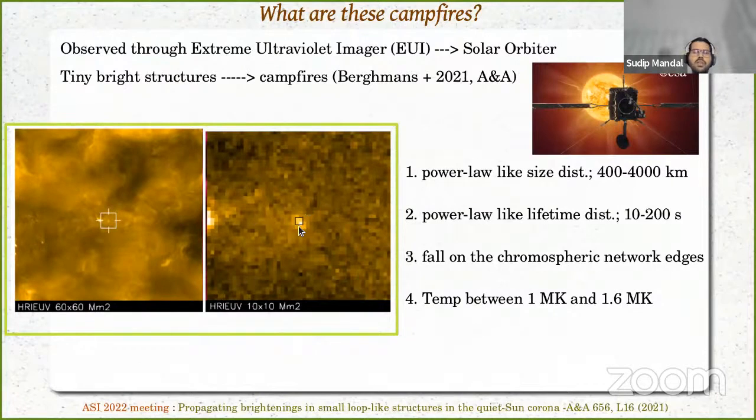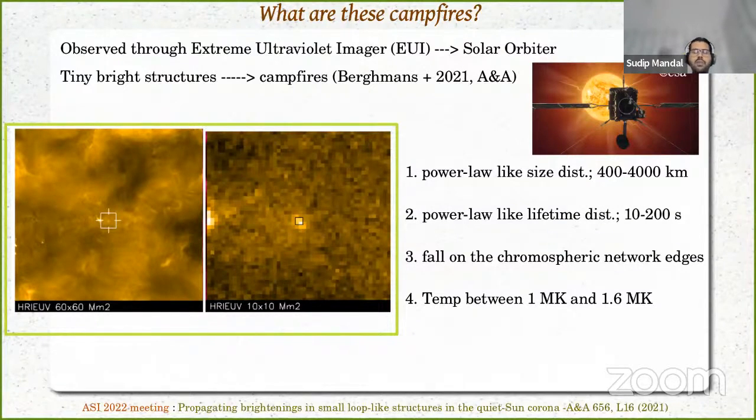Now we have to consider that the scale of each of these pixels is as small as 200 kilometers. So these are 400 kilometers or so, very tiny in size. If you look at their lifetime distribution, it ranges from 10 seconds to 200 seconds. These are the smallest-scale brightenings observed in UV till now, thanks to the spatial resolution of this instrument, and the temporal one also. In terms of temperature, they are million Kelvin plasma, from 1 to 1.6 million Kelvin or so.